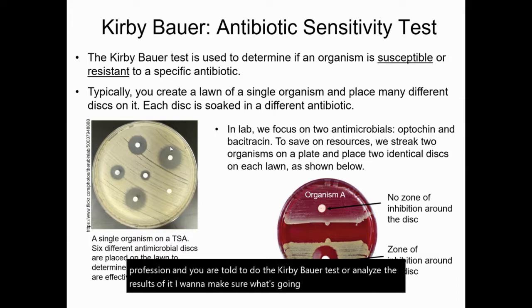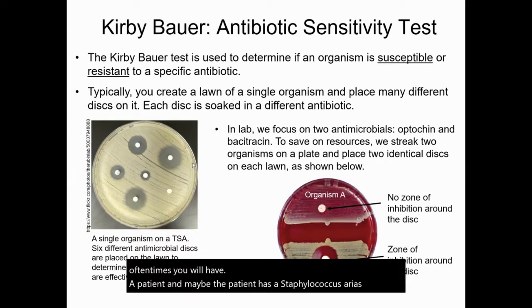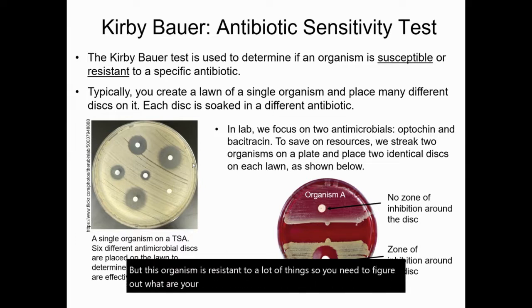Okay, so oftentimes you will have a patient and maybe you know the patient has a Staphylococcus aureus infection, but this organism is resistant to a lot of things. So you need to figure out what are your options for treatment. So what you would do is you would collect a sample from your patient and you would swab that bacteria on an agar plate. You would completely cover the plate.